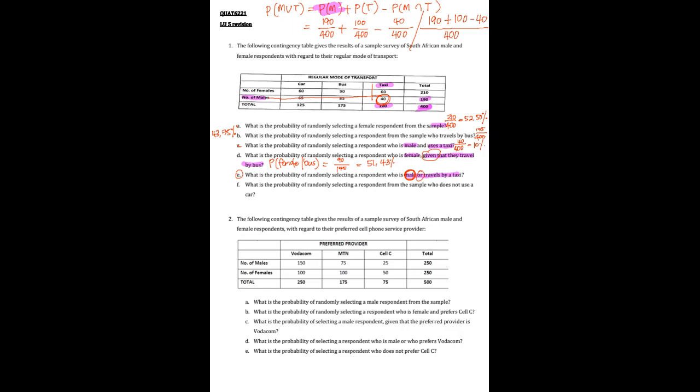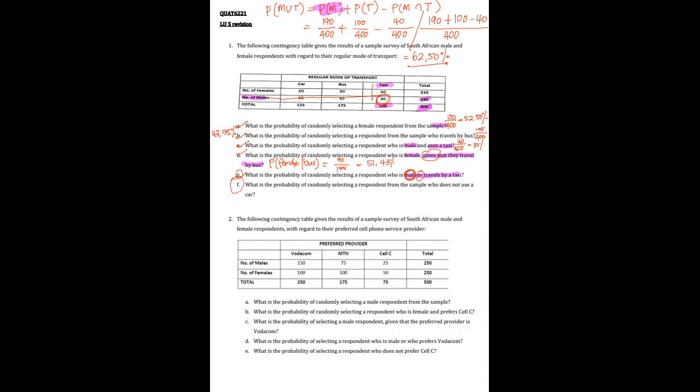So this then gives you an answer of 62.5 as a decimal when you work it out and multiply by 100. And so there's a 62.5% probability of randomly selecting a respondent who is male or who travels by a taxi. Okay, so that is E. And now we're looking at F.